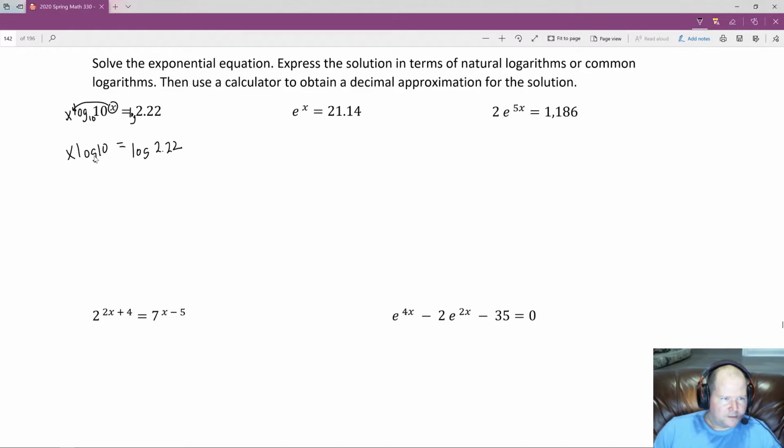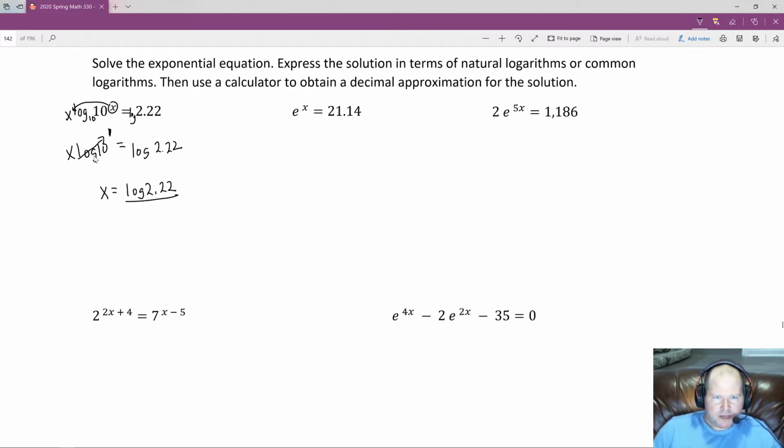2.22. Now at this point, the entire log of 10 turns into a 1, right? And that should make sense because 10 to what power is equal to 10? 10 to the first power. If the base and the argument are the same, you end up with a 1, and 1 times x is just x. So we end up with x is equal to log of 2.22. Normally at this point you would plug this into your calculator and get an approximation, but I'm just going to leave it as the exact answer, and then you can try that on your calculators.